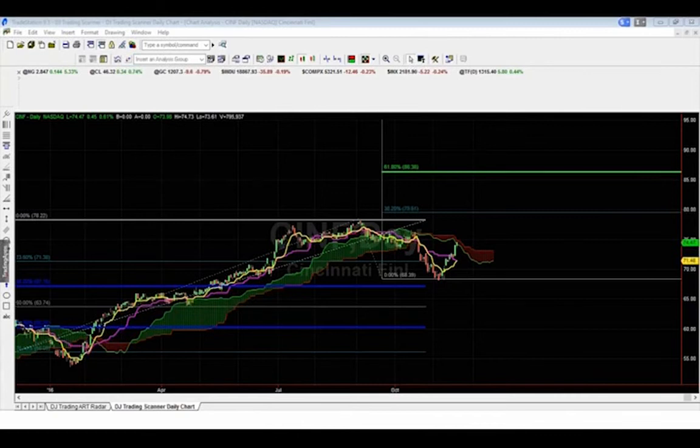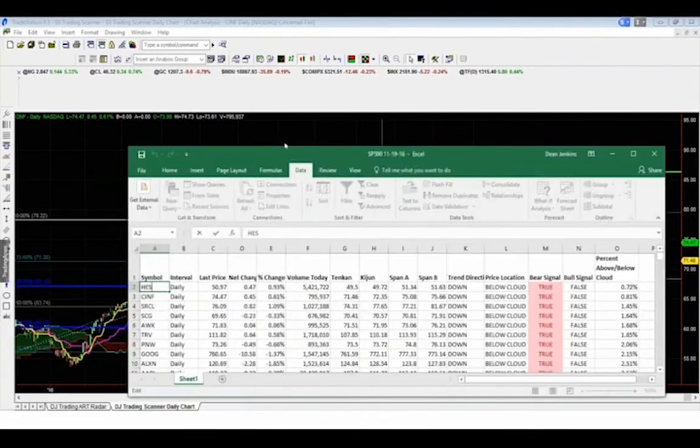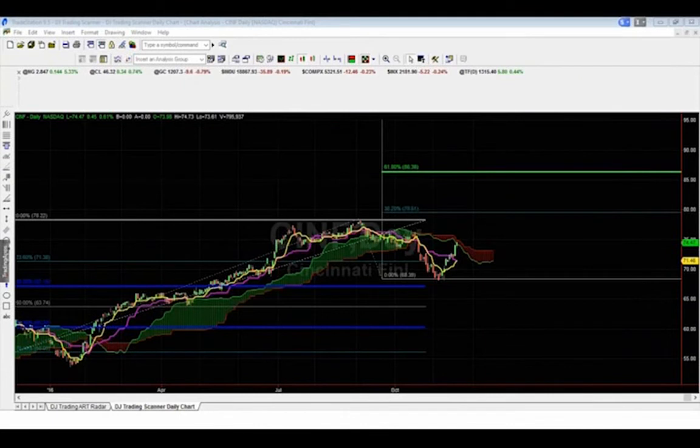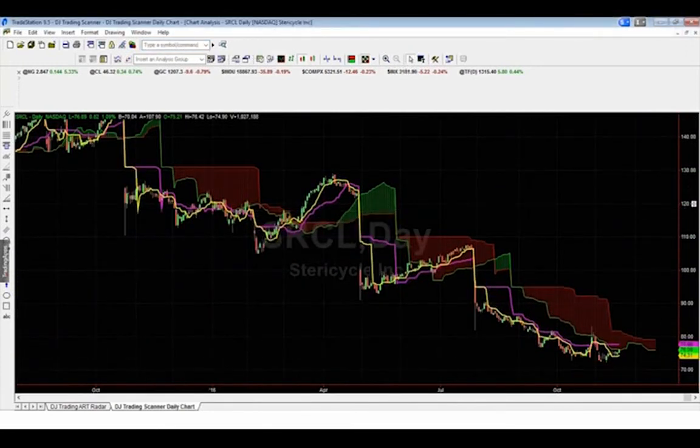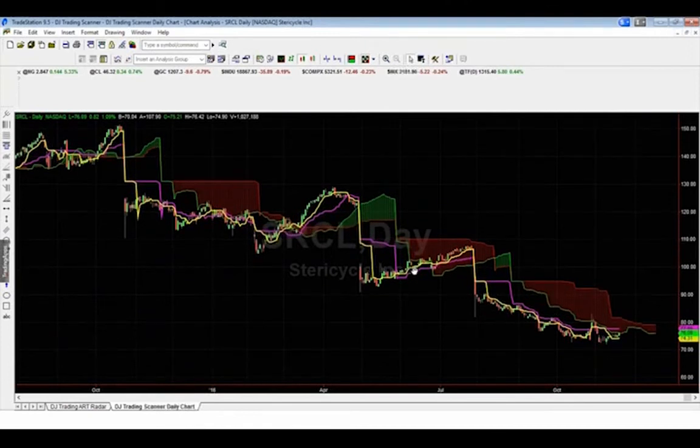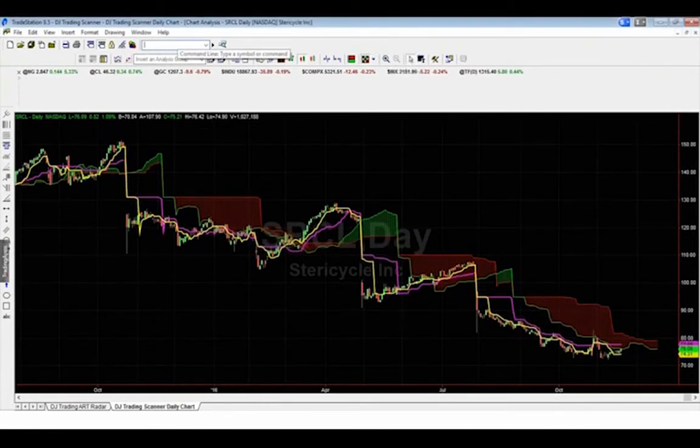All right, let's keep cruising our list. So here's my spreadsheet, SRCL. Let's see if this one looks any good. So it's got a clear downtrend. It may be turning up here at the bottom. This is a big gappy thing. You can almost tell when it announces earnings or something happens, huh? It's not an orderly chart, and there are better ones out there, so I don't mess around with disorderly charts. Not interested. SCG.